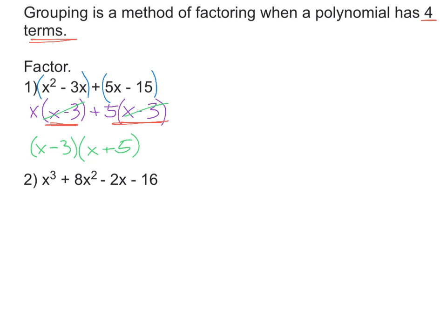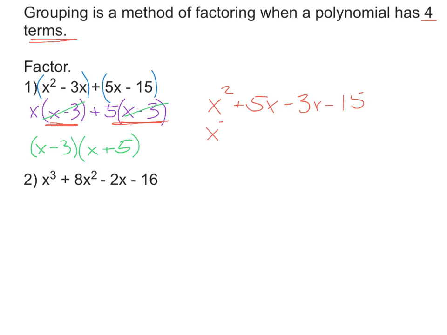Okay, and we can check our answer by using the FOIL method to see if we did this right. So I can take my first, x times x is x squared. If I take x times the 5, that's plus 5x. Negative 3 times x, that's minus 3x. And then negative 3 times 5, that's negative 15. And you can see we match.